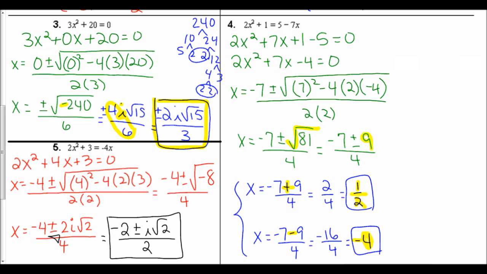On number 5, I plug into the quadratic formula, and again in this one, I have a negative underneath my square root when I've simplified. When I simplify the square root of -8, it gives me 2i times the square root of 2. Again, in this problem, I can take a 2 out of all 3 terms, so I divide a 2 out of each of those, which gives me my final answer of -2 plus or minus i square root of 2 all over 2.